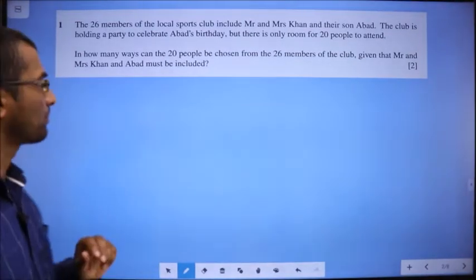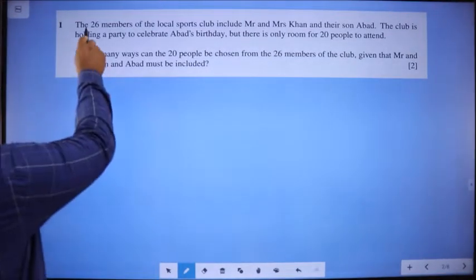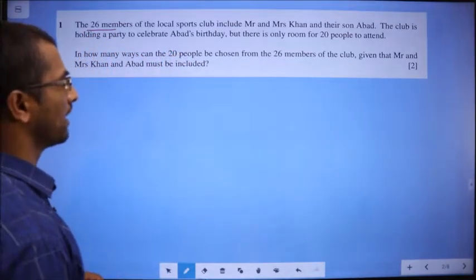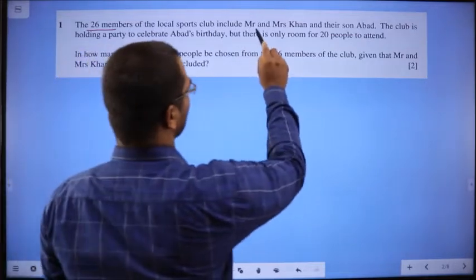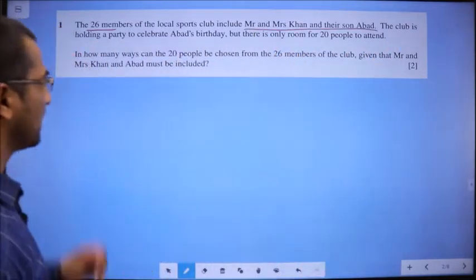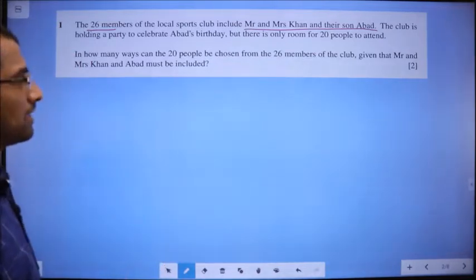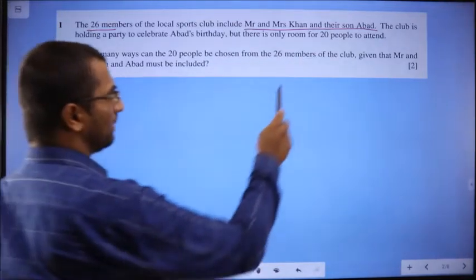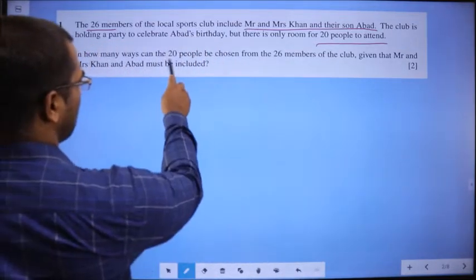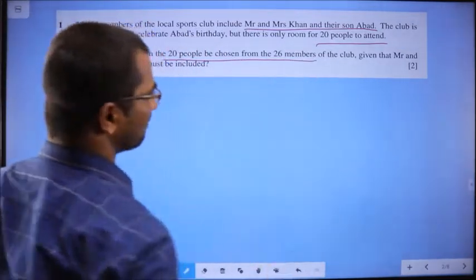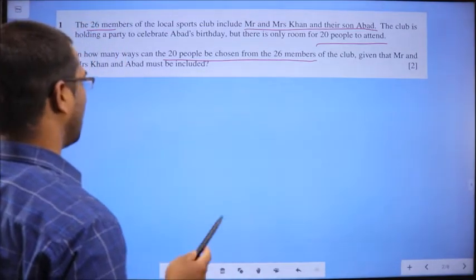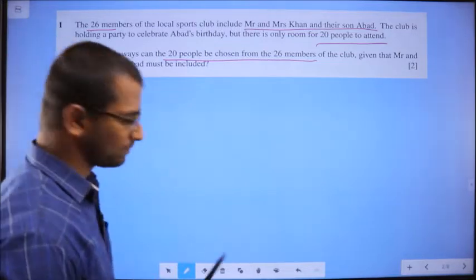Question 1. The 26 members of the local sports club include Mr. and Miss Khan and their son Abad. The club is holding a party to celebrate Abad's birthday, but there is only room for 20 people to attend. In how many ways can the 20 people be chosen from the 26 members of the club, given that Mr. and Miss Khan and Abad must be included?